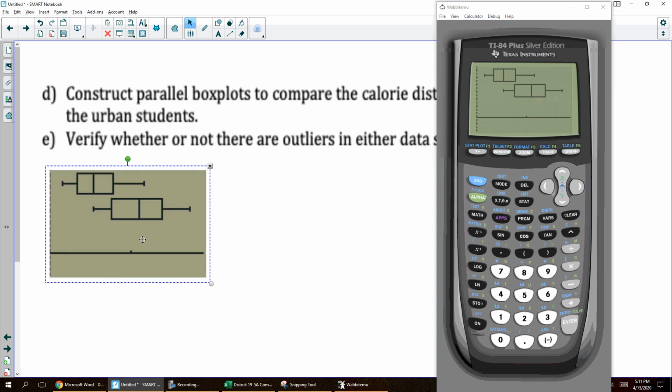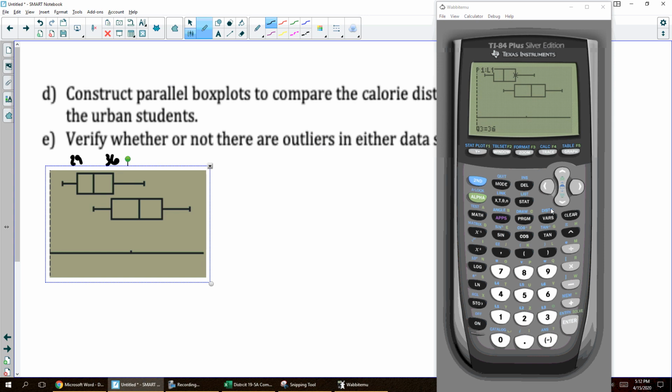Label them, put a scale, put a title. Now verify whether or not there's outliers. It doesn't look like there's outliers. Why? Because I don't see any little stars out there, but that's crummy verification. So here's what I want to do. I'm going to hit trace on my first one, and I see the Q1 is 29, and this is 36. So I've got 29 and 36. I'll use those in just a second.